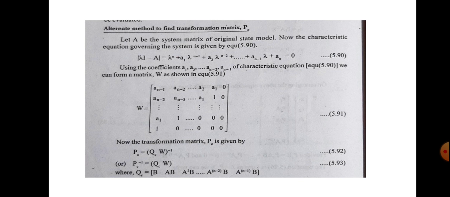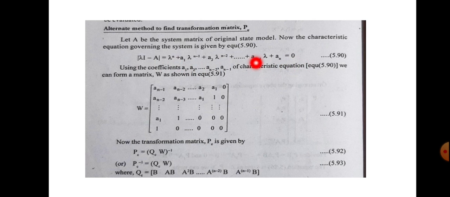And here we have found one method to find PC. There is another method also. In the other method of finding PC, first of all we want to find the eigenvalues, the eigen equation or characteristic equation. For that we are using the matrix A. In that we can find the characteristic equation as determinant of lambda I minus A. So you will get an equation like this, and you have to set it equal to 0.